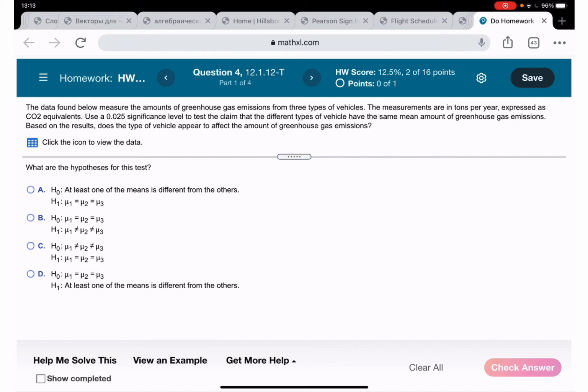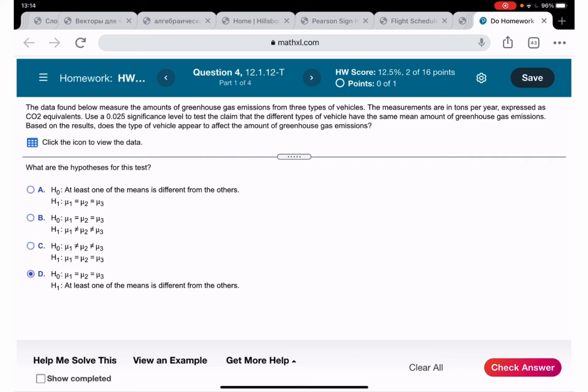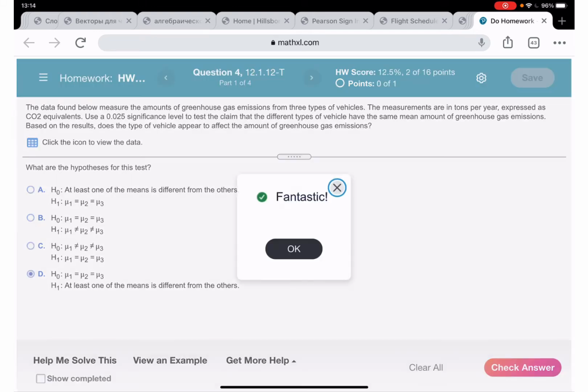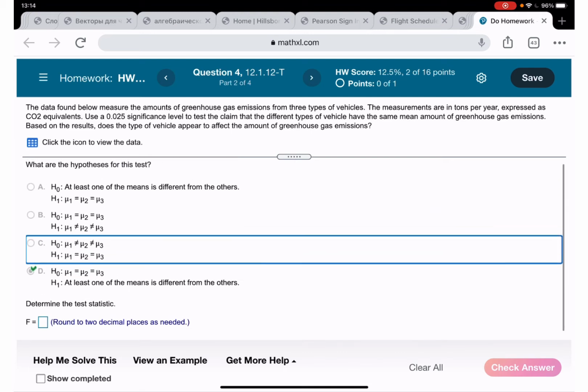Okay, our case, it doesn't say equal or not equal, so it just says the claim that the different types of vehicle have the same mean amount of gas emission. So the complement is going to be not all of them, right? Which means it's going to be D. At least one of them is going to have different gas emission from others. Okay, fantastic. Moving to next.